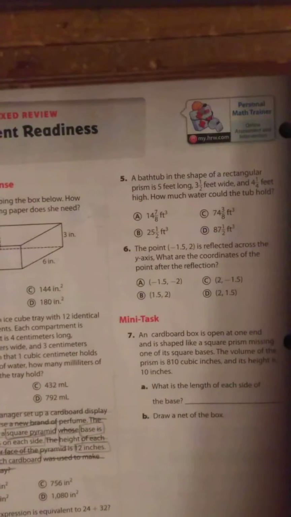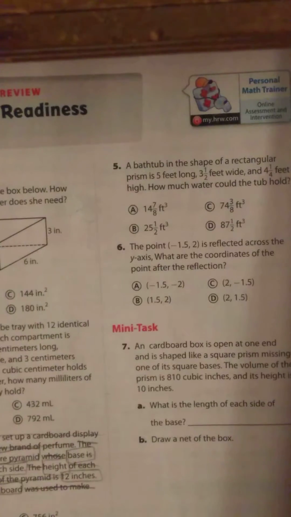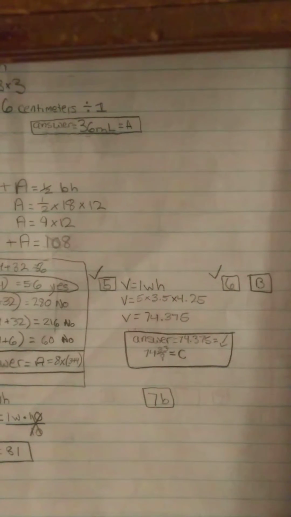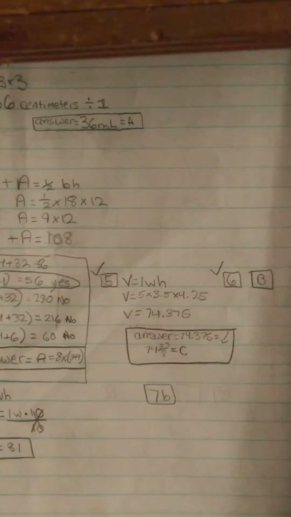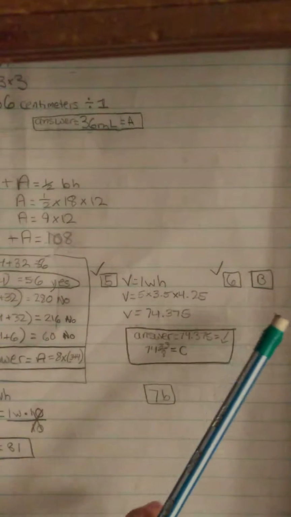Sorry, I didn't realize you couldn't see the math book. So you see we were right, and we were right. So is that good? Did you guys get it? And we were right. Now 6 equals B.